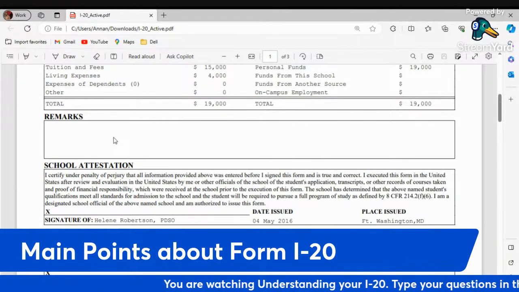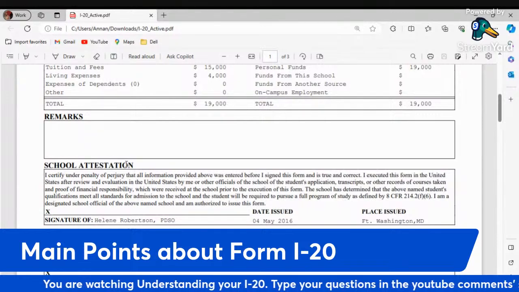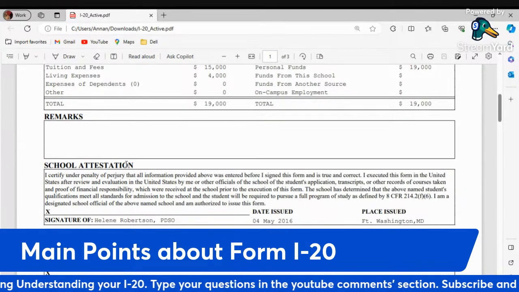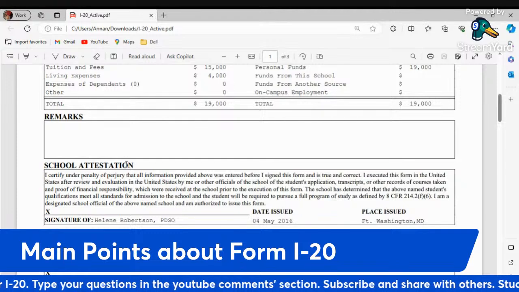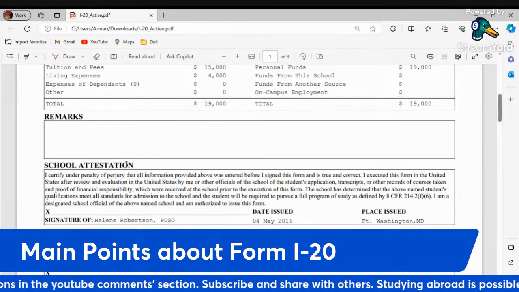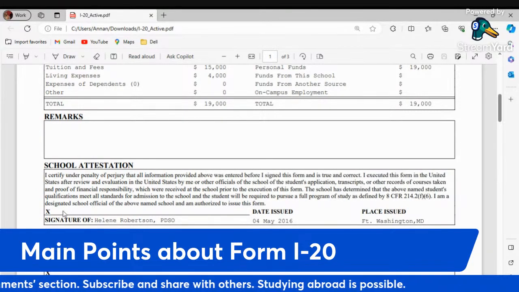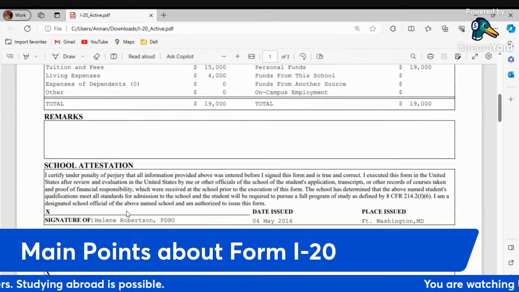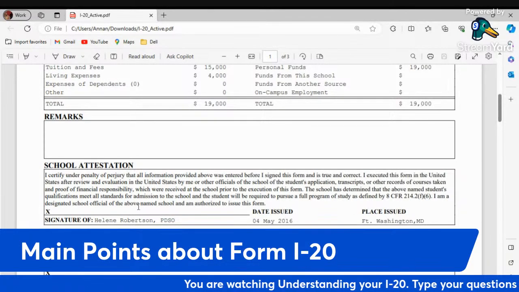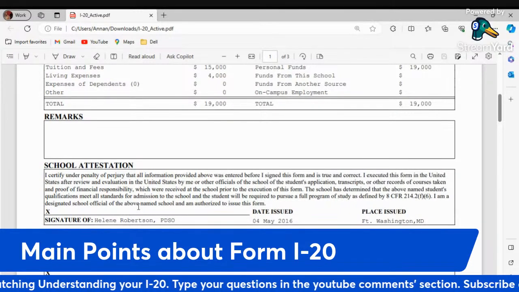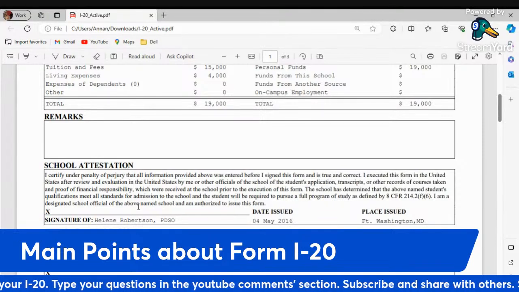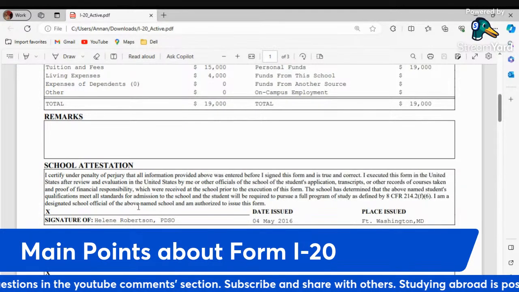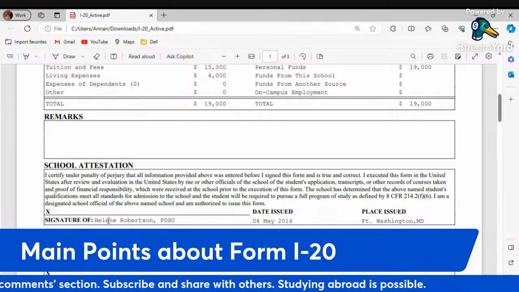So we also see that the next section is the school attestation. So this is the school's attestation. The signature should be here and the name should be here. Then the date issued. No, the school's attestation is from the school. It is not you, the individual who is actually applying. It is from the school. So the school has to sign there, and the designated school official should sign at the signature portion.